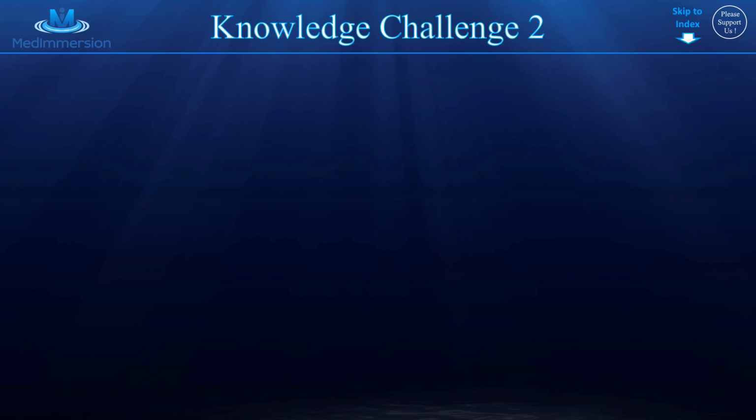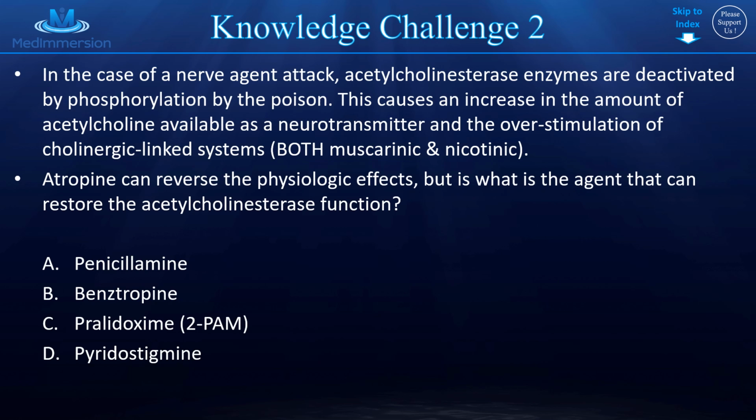Knowledge challenge number 2. Yeah, you made it this far. Good job, guys. In the case of a nerve agent attack, acetylcholinesterase enzymes are deactivated by phosphorylation by the poison, the nerve gas, the nerve agent. This causes an increase in the amount of acetylcholine available, right? Because it's not being broken down. And acetylcholine acts as a neurotransmitter, which leads to the overstimulation of the cholinergic linked systems. And this is how it poisons you.